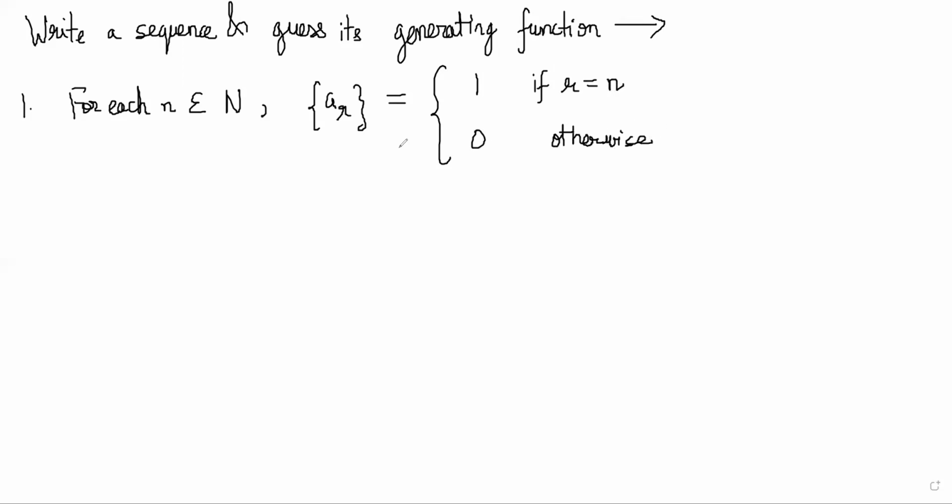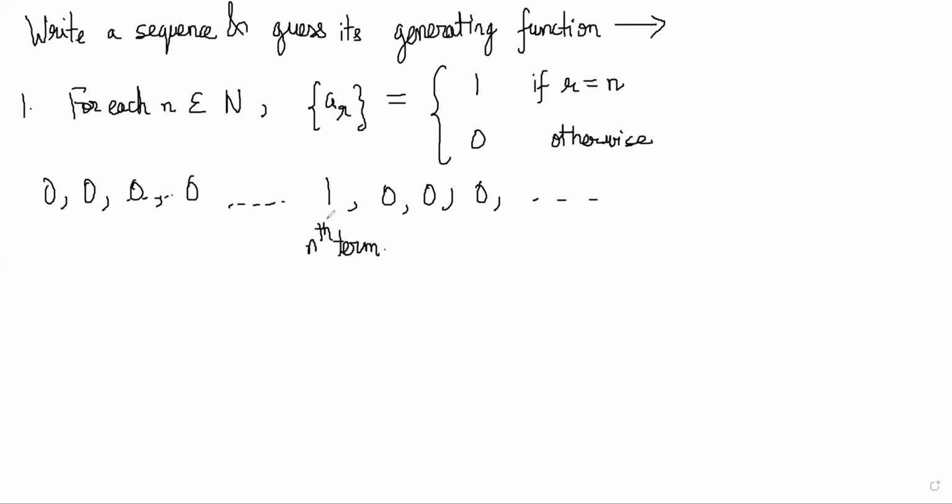Correct? This is the sequence. So think about what the sequence is. It is basically 0, first term is 0, second term is 0. These zeros keep happening till you get to the nth term, which is 1, and then after that again it is 0. This is the sequence. This is the nth term.